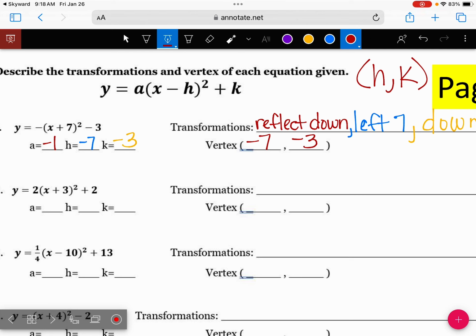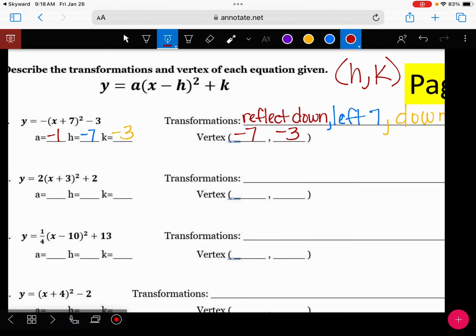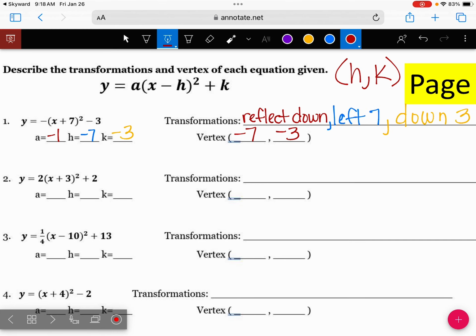All right, any questions about number 1? Yes, Cortez. Could you also find a vertex after you solve it too? Yep, you sure can. All right, let's look at number 2. I want you to look at number 2 and just write what you think A, H, and K would be from this equation.